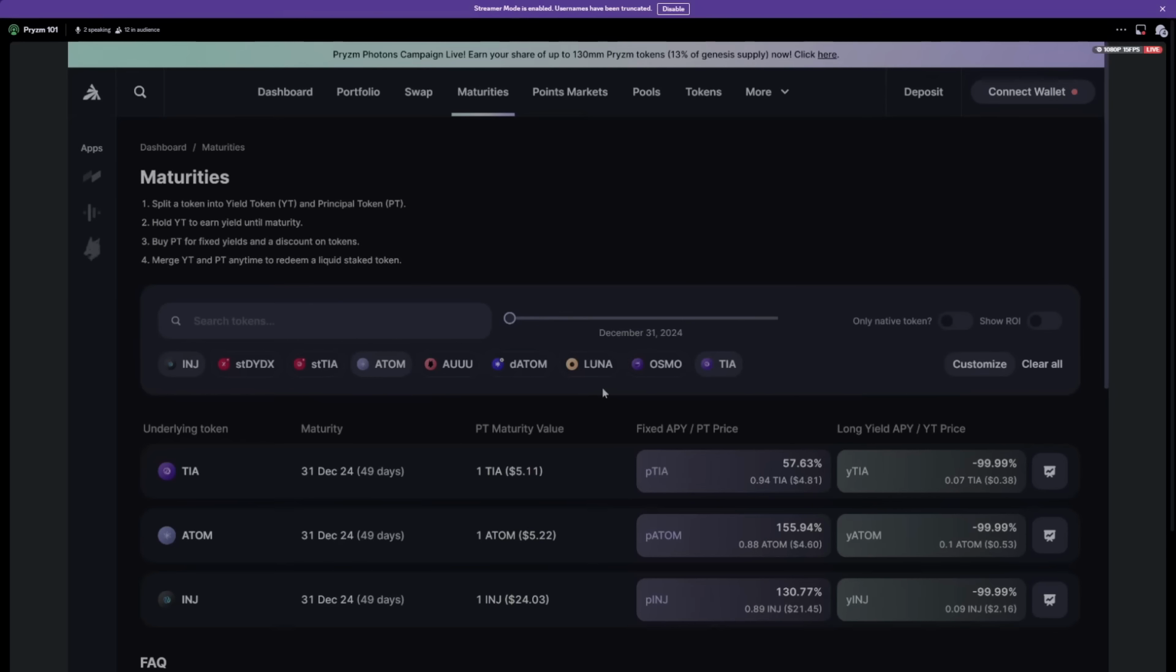That's good, but that doesn't give you the flexibility that Pryzm gives you, where it says, come and deposit your atom, we're going to stake it, and we're going to give you 2 tokens. One that represents the 1 atom you originally deposited, and another token that's going to give you all of the yields that staked atom generates until its maturity. So that's why Pryzm ends up being a lot more powerful than normal liquid staking.